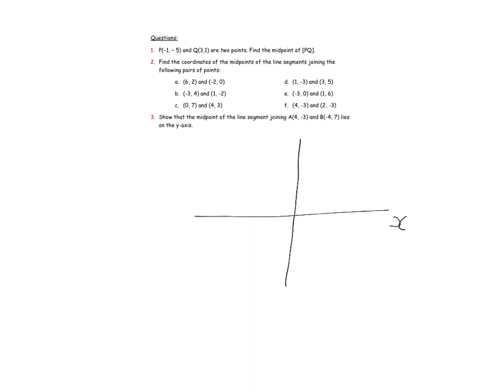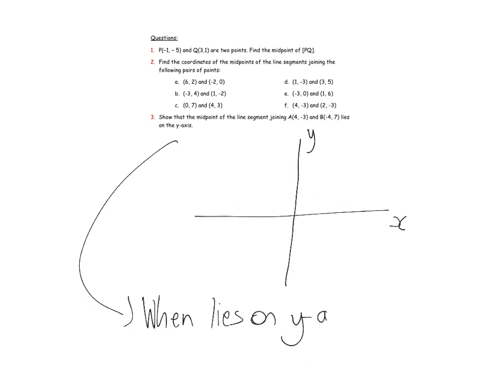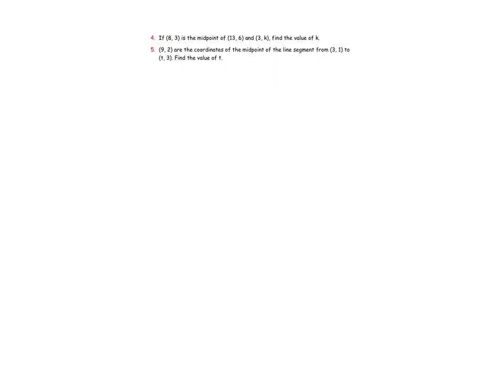So what that means is we have our x-axis and our y-axis when we draw our coordinate plane. And when it lies on the y-axis, the x part is going to equal 0. So this will be somewhere along this line, so the answer we want will be somewhere along here. Questions 4 and 5 are very similar to example number 3 that we did as well. It's just set up a little bit differently.